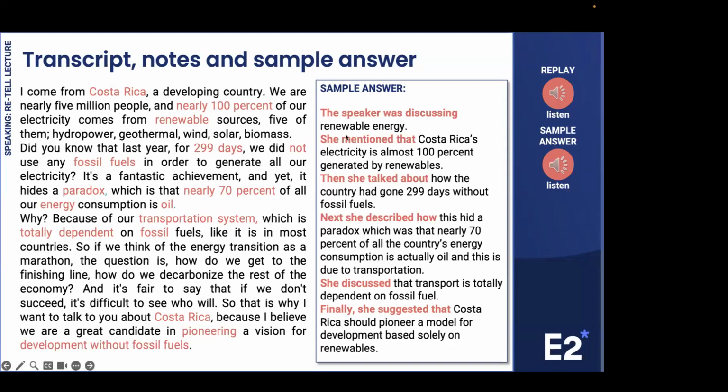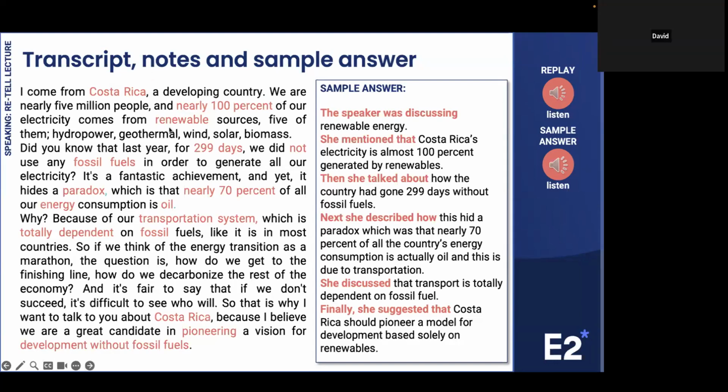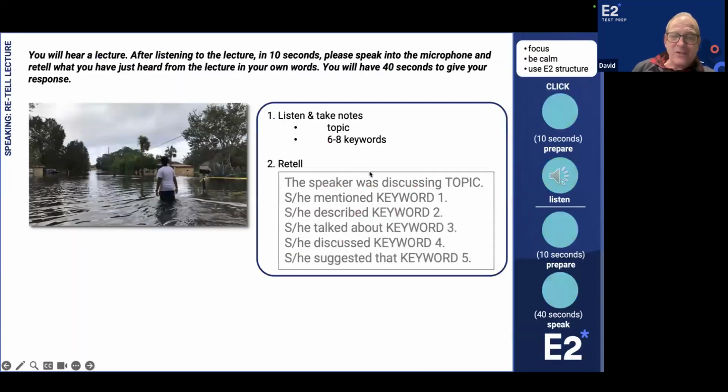Okay, good, isn't it? Now, you will get something like this because in the amount of time, you've just got to get the facts out in the short amount of time that you've got. Let's do another one. Look at the image, take notes, and retell lecture. Here we go.